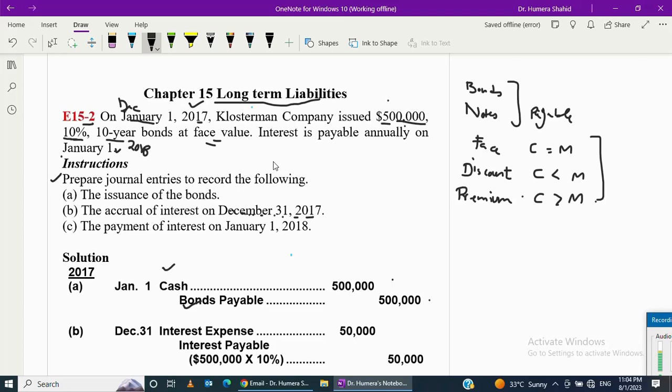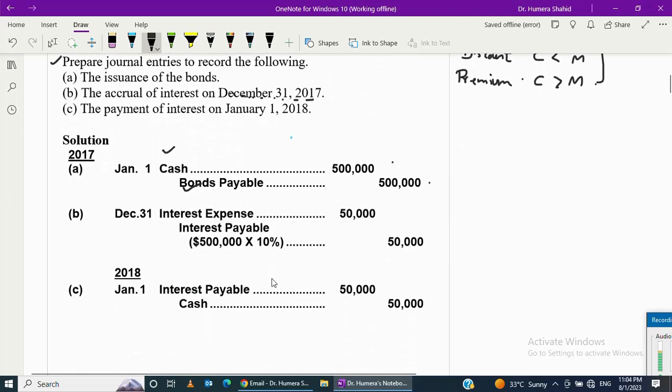For this, we need to do some calculations first. The face value of the bond was 500,000. Contractual interest rate is 10%. So 10% of 500,000 is 50,000. So interest expense gets debit, interest payable gets credit 50,000. And this is the interest you will be paying next day, which is January 1st, 2018. So this liability will come to an end. You will debit it and cash will be paid out.